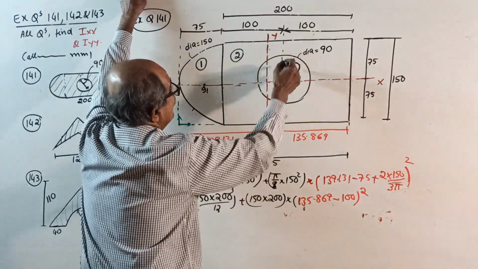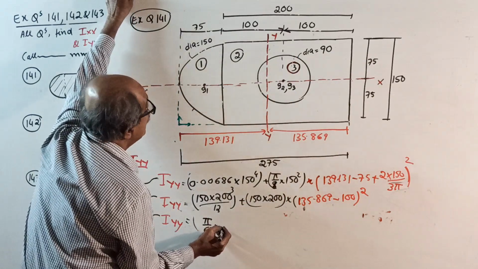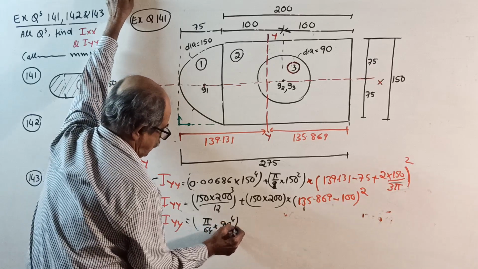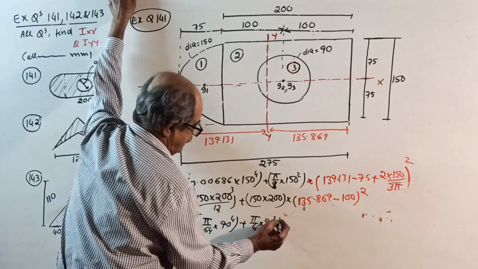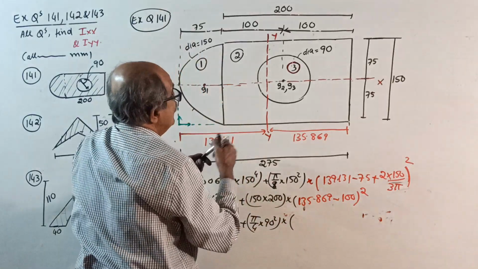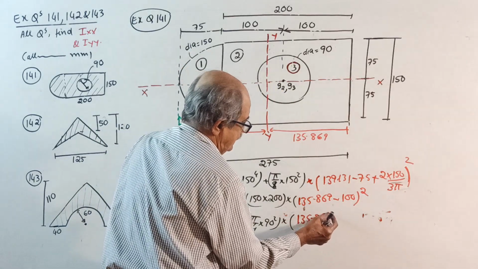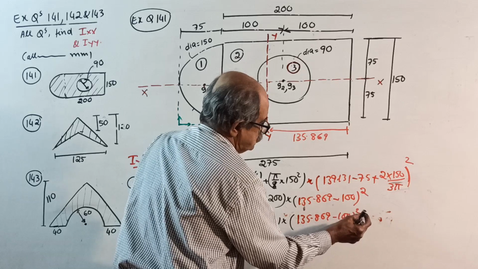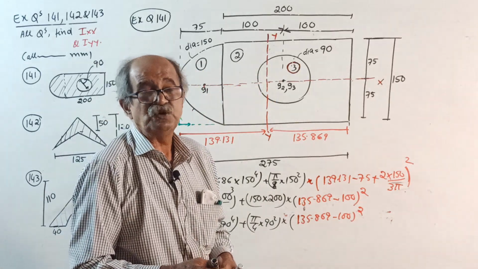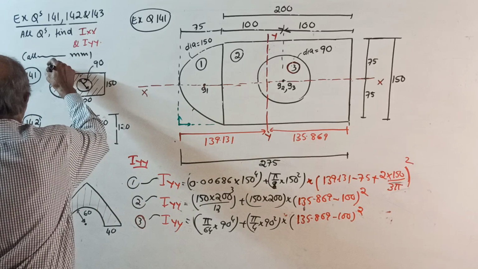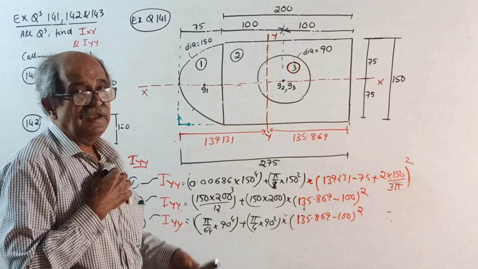Lastly, Iyy for circle. First about its own axis: pi by 64 of diameter 90 power 4 is Ig, plus pi by 4 of 90 square is the area into this same distance, 135.869 minus 100 whole square. What I told is sufficient for an exercise question. Okay, this question is clear. Now two simple questions. I will prepare, means write the sketch and explain.